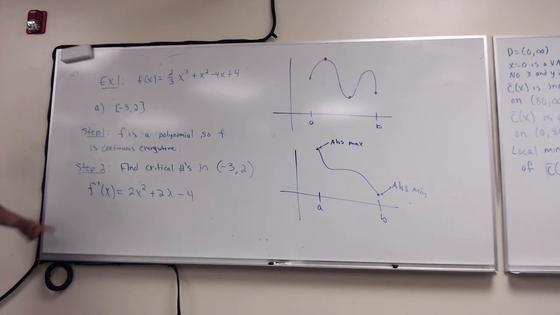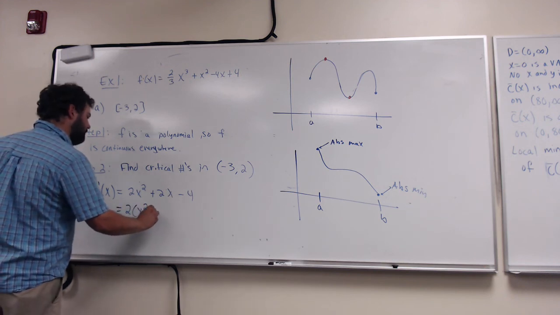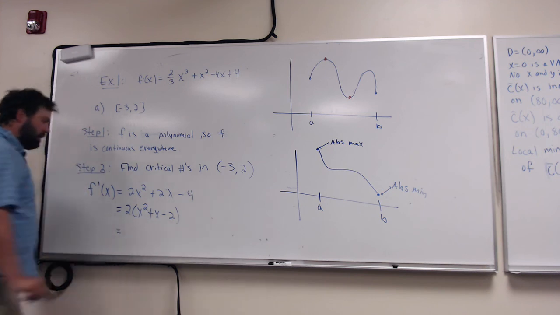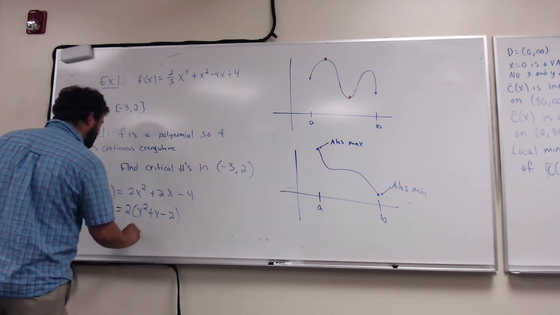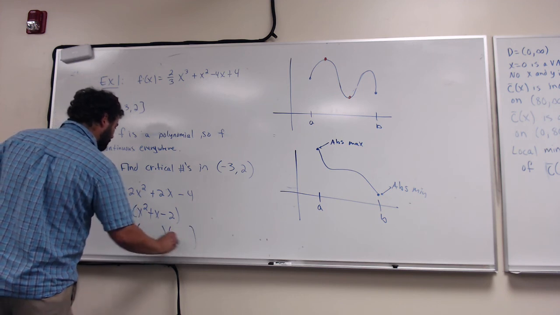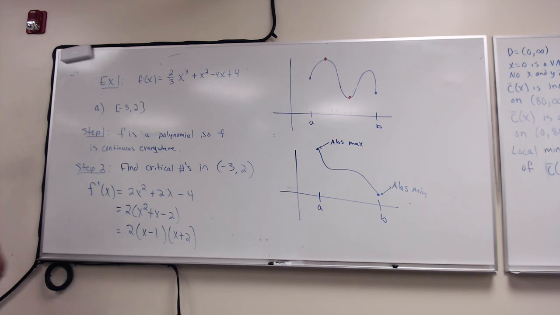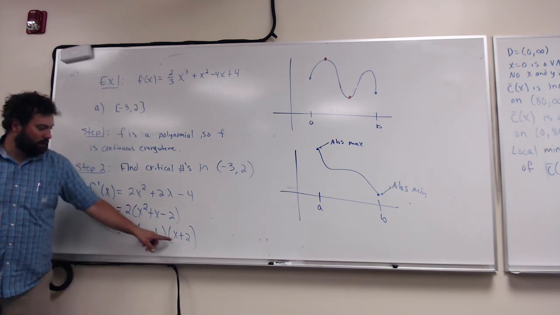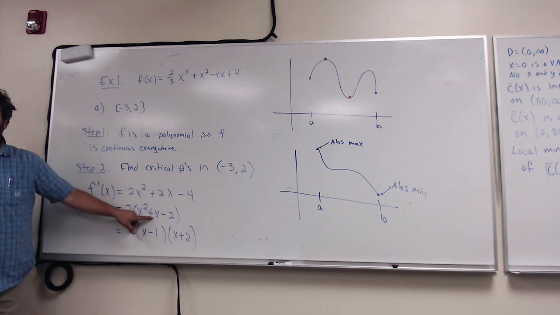And then can we factor this? Yeah. Okay, 2 can come out. And then, does that factor further? Mm-hmm. So what would you get? You get 2 times x minus 1, x plus 2. Right? Yes, that should be correct, because you're going to get -1 times 2 is -2. -1 plus 2 is the +1 middle coefficient.